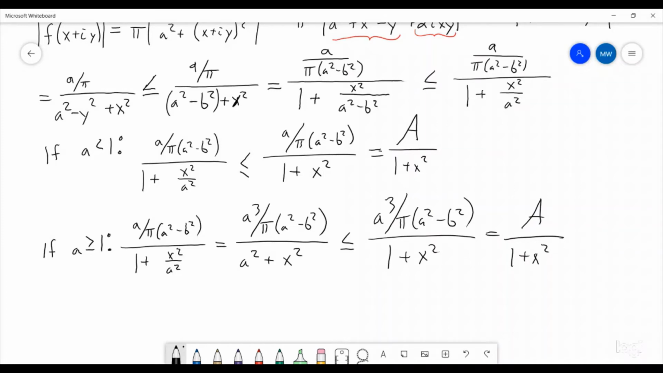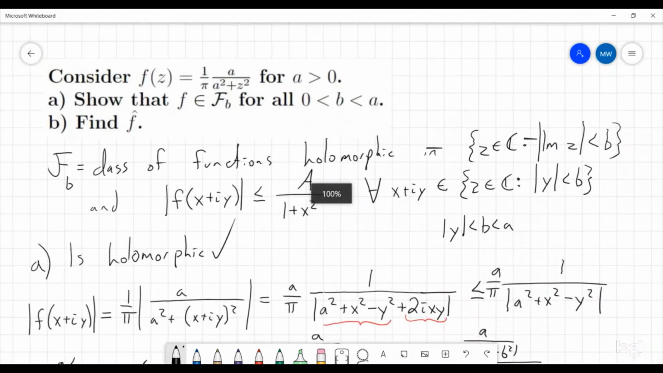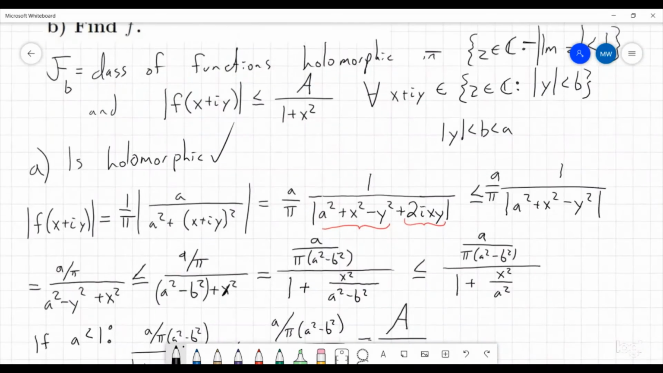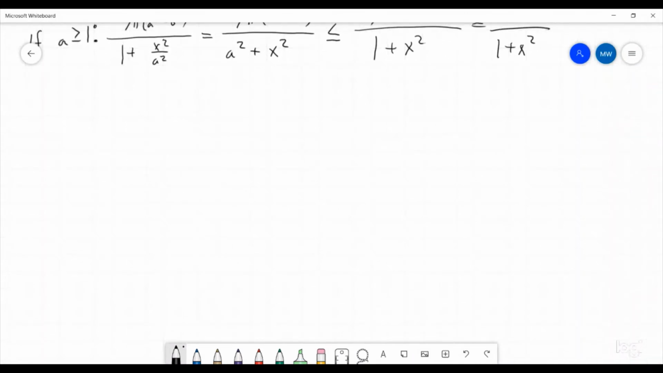That's how we are able to go through and finish part A of this problem. Okay. Now that we've done part A, let's go back and look at what is part B asking us. So part B is asking us to find f hat. So how are we going to be doing that?